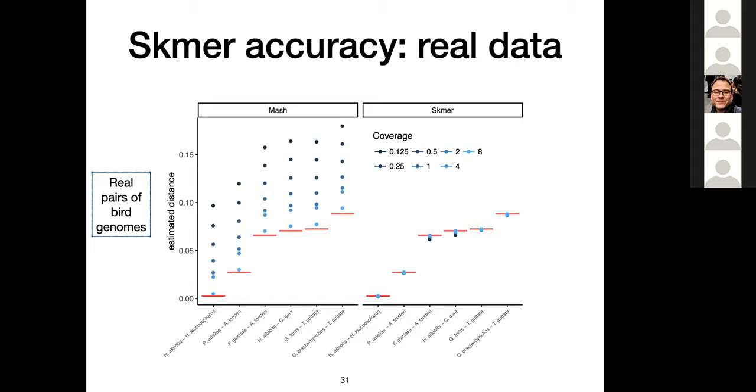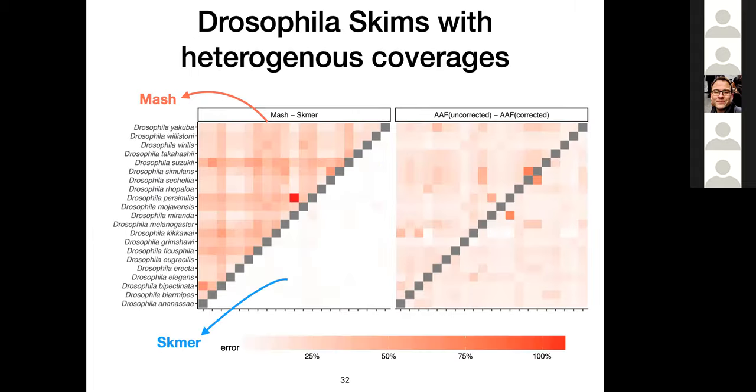What if you look at pairs of real genomes? These are pairs of real bird genomes. Some of them are very close to each other, two eagles, for example, here. Some of them are quite far away from one another. In all cases, if you go to low coverage, let's say 1x, with MASH, you get very poor estimates of distance. With Skmer, you get good estimates. We can look at this on various data. You could look at the pairs of Drosophila. It's the same thing. Over here, these are the Skmer pairs of distances. They are pretty accurate. For MASH, it's not.